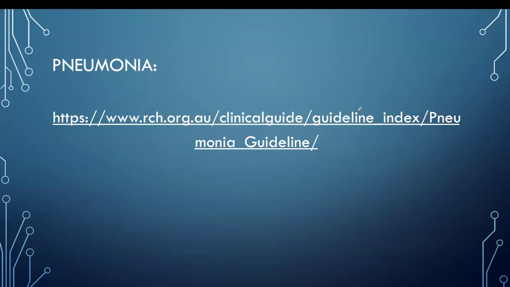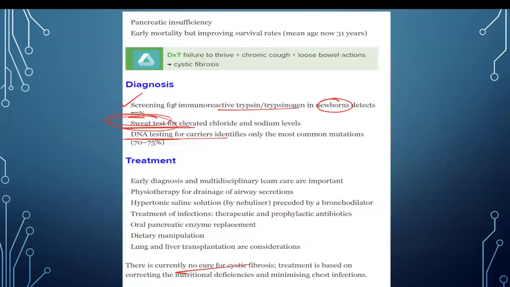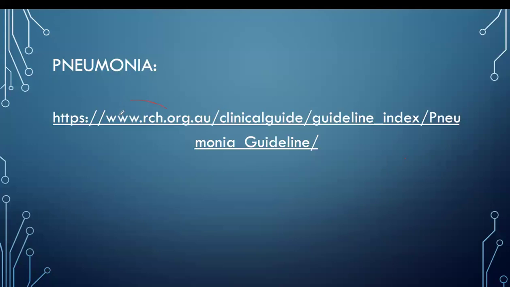So pneumonia means chest infection. In children, pneumonia under 5 years old is mostly viral infection, and above 5 years old, they usually get bacterial infection. And the commonest bacteria that causes pneumonia is Streptococcus. So RCH has a very good discussion about pneumonia. You have to go through that, and I will show you as well.